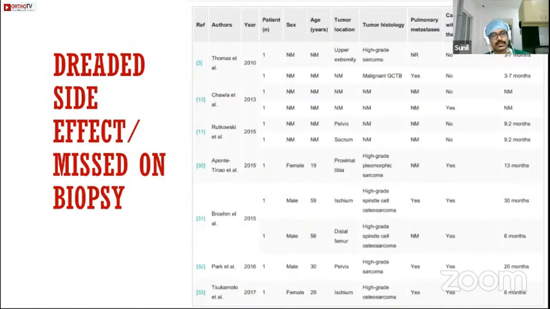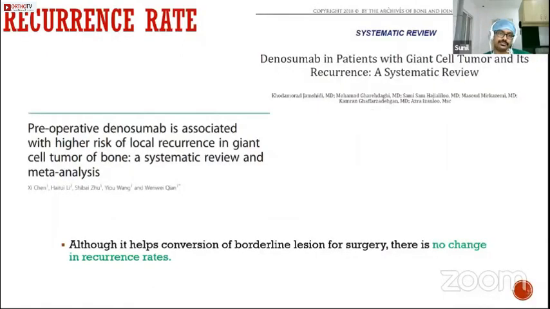What is the dreaded side effect, or probably a missed biopsy? Because as we know, giant cells can be seen in a lot of other lesions. This can be either a dreaded complication or a missed biopsy. Long-term treatment with denosumab can cause a high-grade sarcoma, sometimes even a high-grade osteosarcoma. This has been reported in the literature, with 11 cases across various studies.